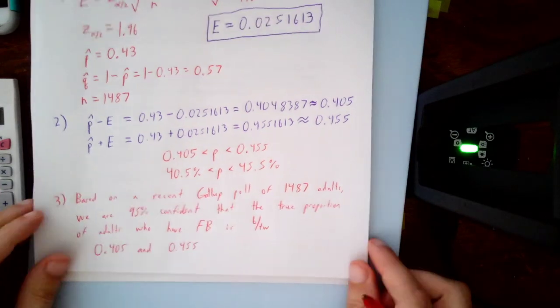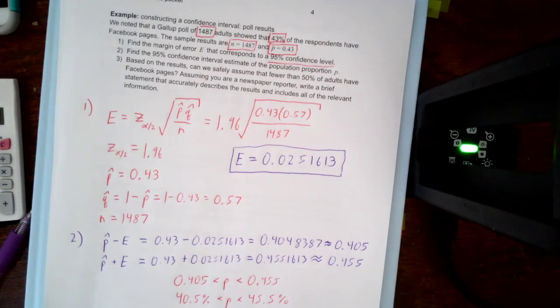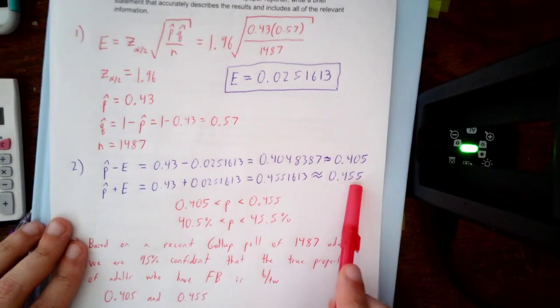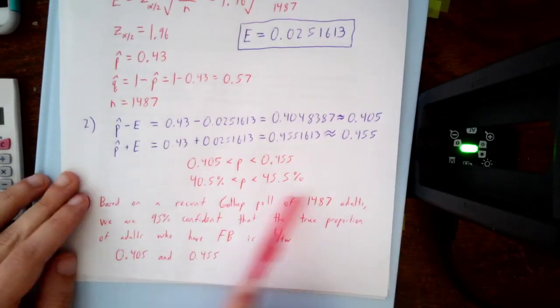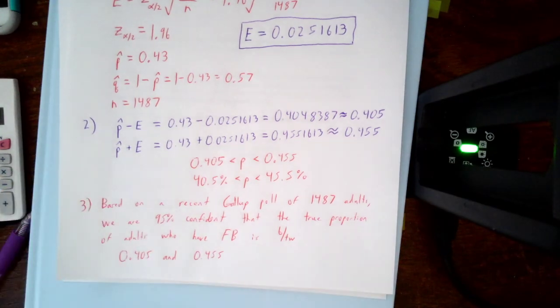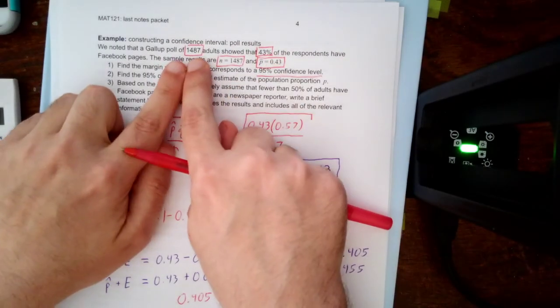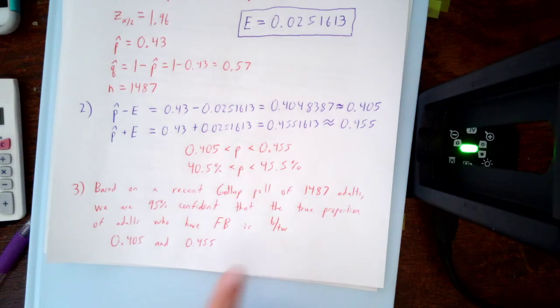And that is an example of how you would construct a confidence interval, right? The first thing we did was calculate our error. Then we constructed our bounds. We created our interval. And we interpreted what we calculated. And that is how confidence intervals are used. It allows you to take the sample results, right? I only asked 1,487 people about Facebook. But in the end, I can make a conclusion about the whole population of adults.